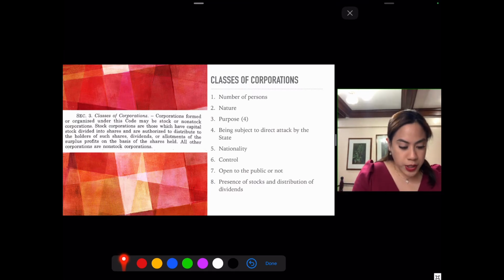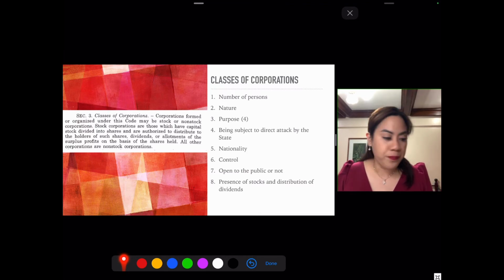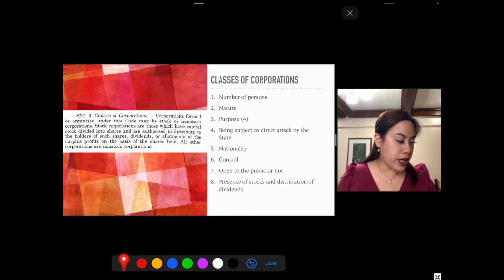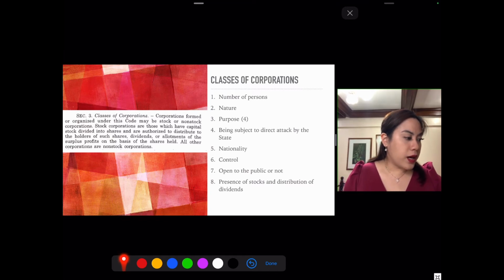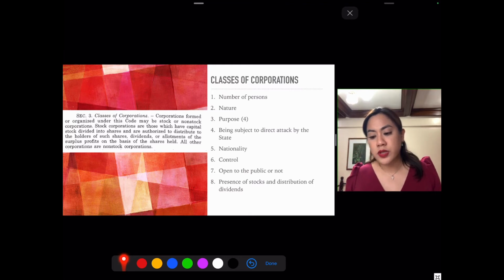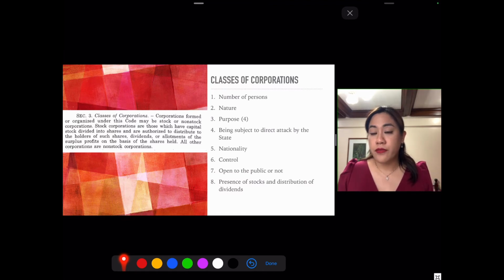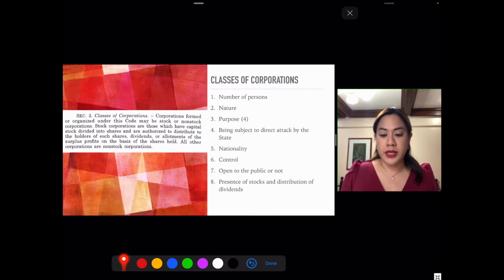As to the nature of the formation of the corporation, there's a public corporation, meaning a corporation created by law. It's created for political or public purpose connected with the administration of the government. Examples of public corporations are provinces, cities, municipalities, the Autonomous Region in Muslim Mindanao, and the Cordillera Administrative Region. These public corporations are also called municipal corporations or local governments.